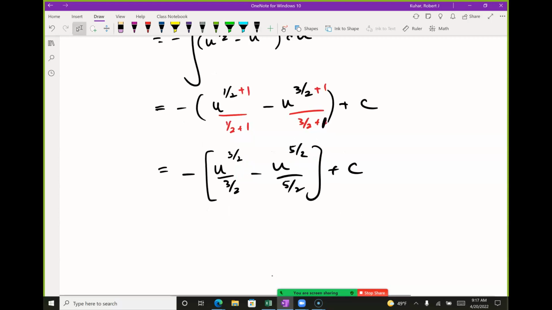Now I'm going to distribute and do my keep change flip. I'm doing algebra and arithmetic here. You don't have to copy me, do it yourself. You know how to do this. You're in calculus, you're a top student. You don't have to copy me dividing by a fraction or distributing a negative. Just do it yourself.